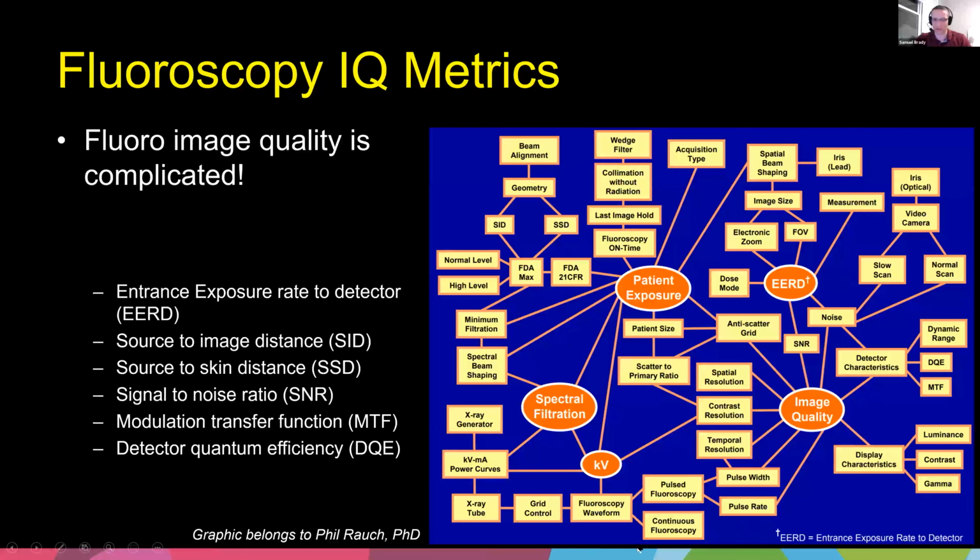But if you notice something, here I just give you the acronyms. There's a bunch of acronyms written out here. For example, EERD is the entrance exposure rate to the detector. So it's the amount of photons that, after going through the patient, actually strike the detector. And when you get this talk, you'll just see that it's a simple list of all of the acronyms.